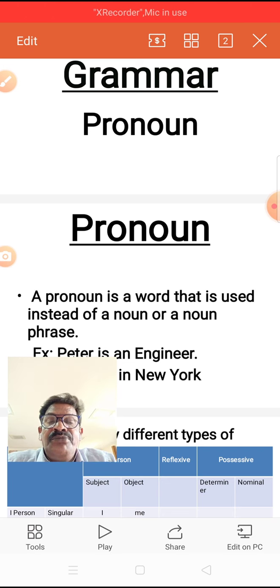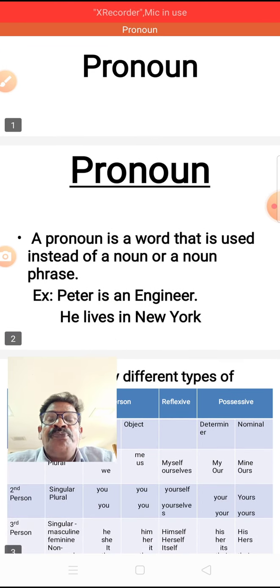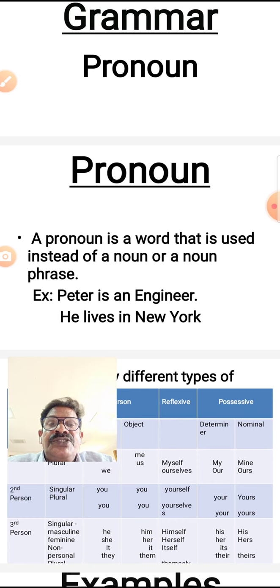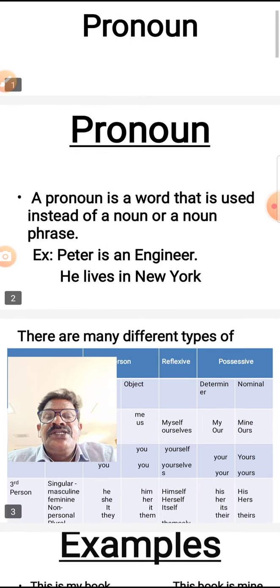Now look at the definition of pronoun. All of you are very much known to pronoun also, as you have read so many times from your schooling days. Now let us come to the definition of pronoun. What is pronoun exactly? A pronoun is a word that is used instead of a noun or a noun phrase. That means a pronoun is a word that can be used instead of a noun or a noun phrase. For example, here the example has been given to you.